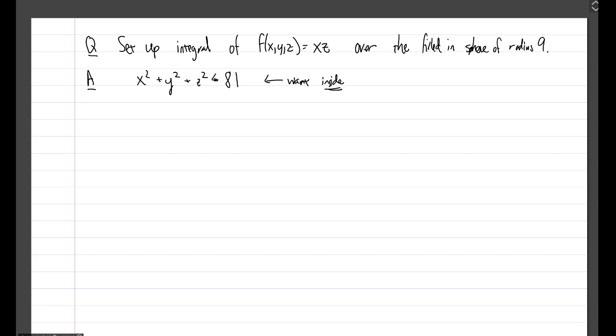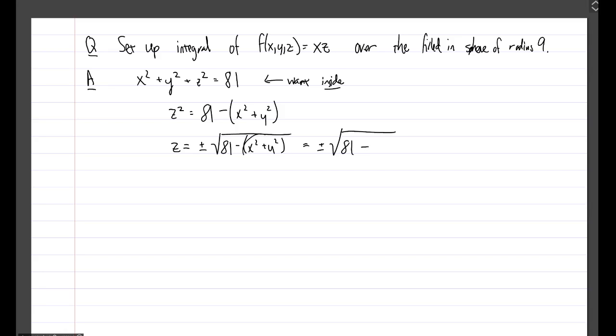So I know this should maybe be an inequality for the stuff inside, but I'm going to leave this as an equation for a moment just so that we can see what the upper and lower bounds for z are. To solve for z, we'll have z squared is equal to 81 minus the quantity x squared plus y squared. If we square root both sides, z is equal to plus or minus root 81 minus the quantity x squared plus y squared. Here's a convenient place to replace x squared plus y squared with an r squared instead.